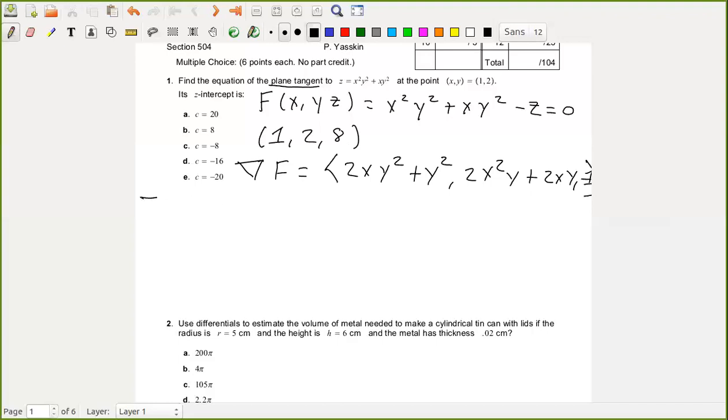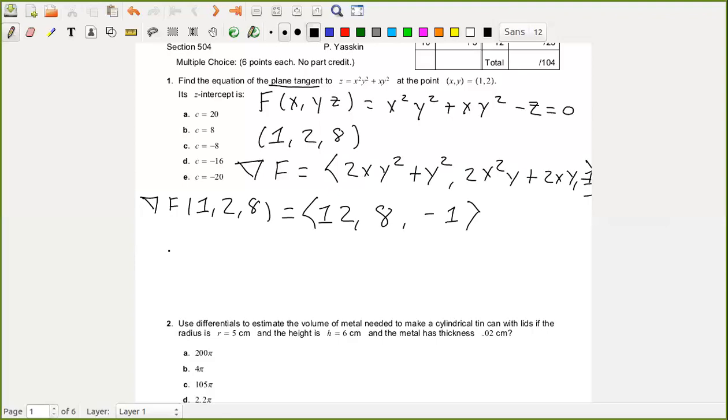So the gradient of f evaluated at the point 1, 2, 8. Wherever I see an x, I'm going to put a 1, wherever I see a y, I'm going to put a 2, and if z appeared anywhere, I would put an 8, but it doesn't. So the first component is going to be 2 plus 4, that's 8, plus 4, that's 12. The second component, this is 2 times 2, that's 4, and that right there is 4, so this is 8. And then minus 1 is the last component.